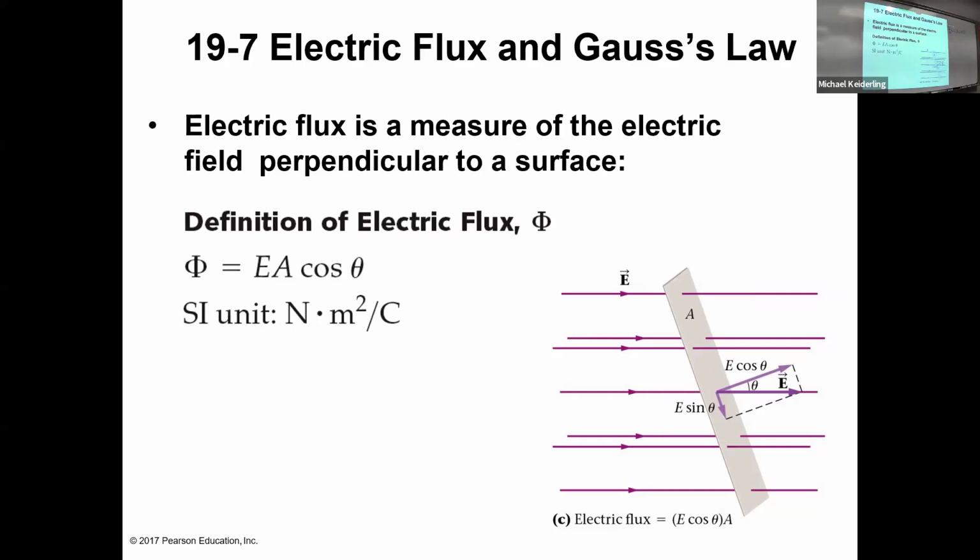Lots of things have flux. You can think about light having a flux. So here I'm blocking a decent flux of light. And as I rotate this, I block less and less. That expresses the angle thing.